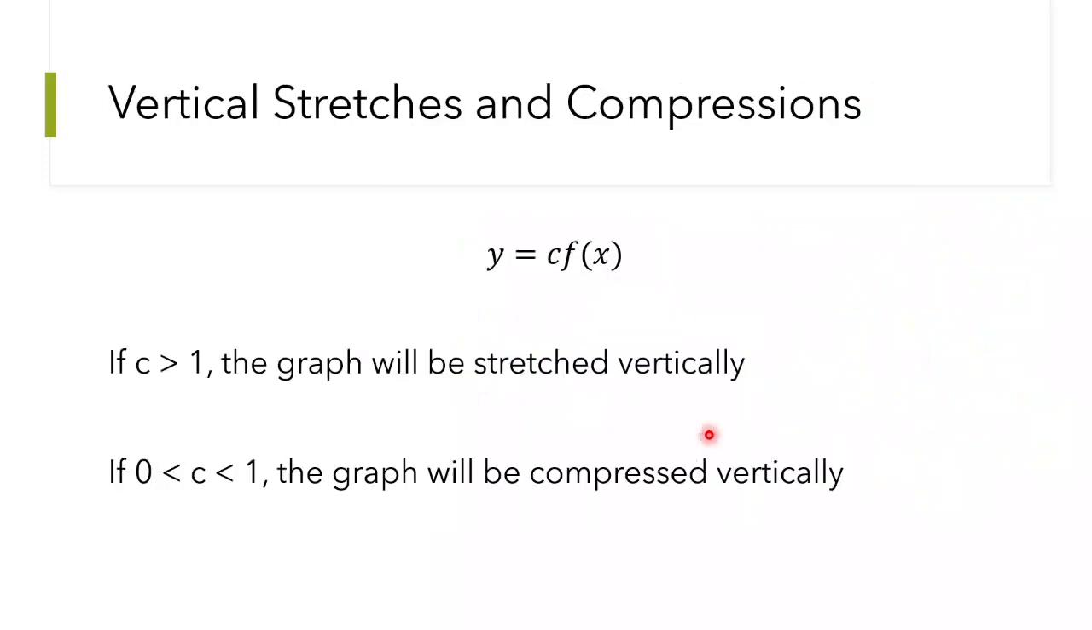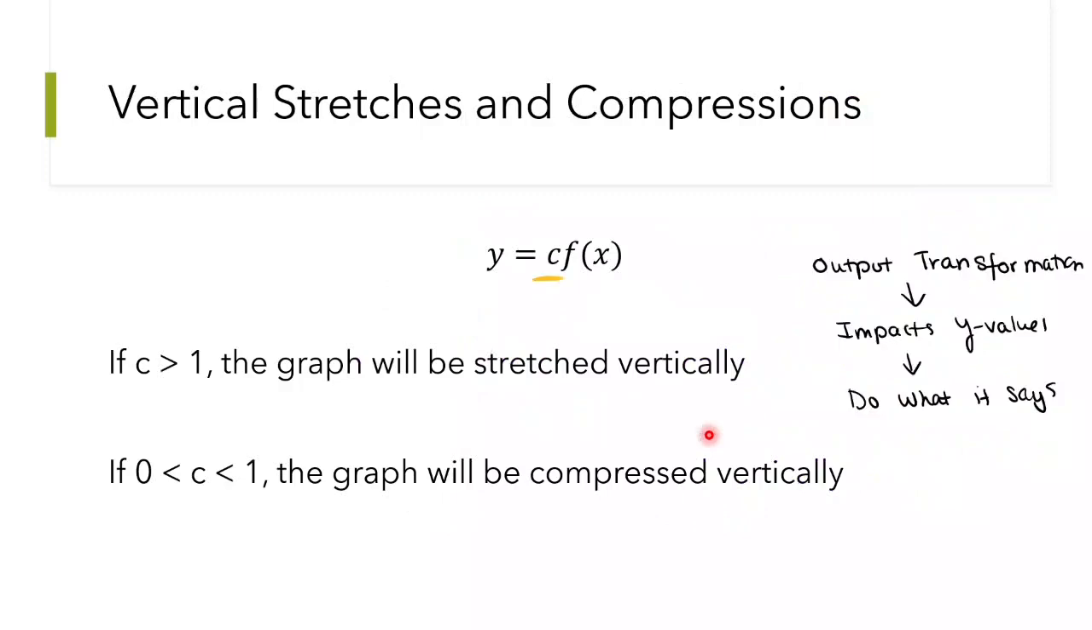All right, what if we multiply a function by a number? So if we multiply a function by a number, again, the pattern is if the multiplication is outside of the function, it's an output transformation. It's going to impact our y values, and we're going to do exactly what it says. If that number happens to be bigger than 1, we're going to be multiplying all of our y values by a number that's bigger than 1. And what that's going to do is it's going to take the graph and stretch it vertically. If that number happens to be smaller than 1, and for now let's just consider positive multipliers.